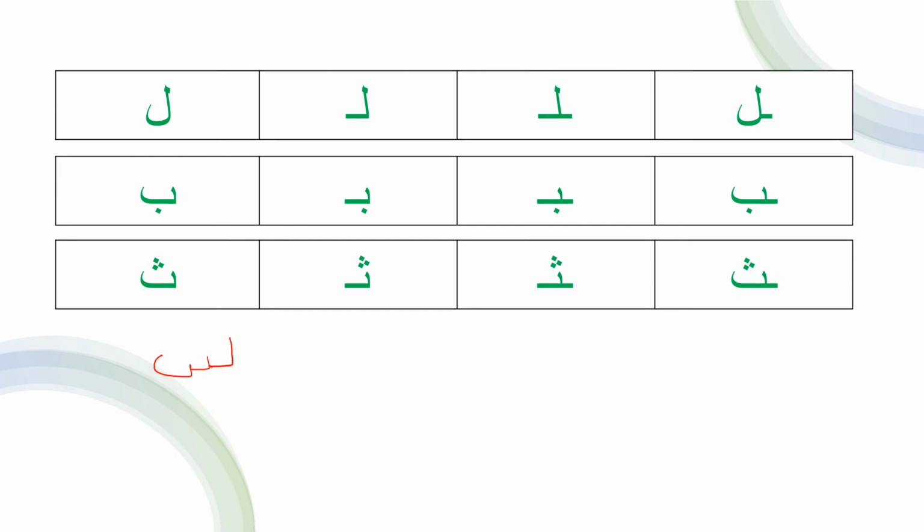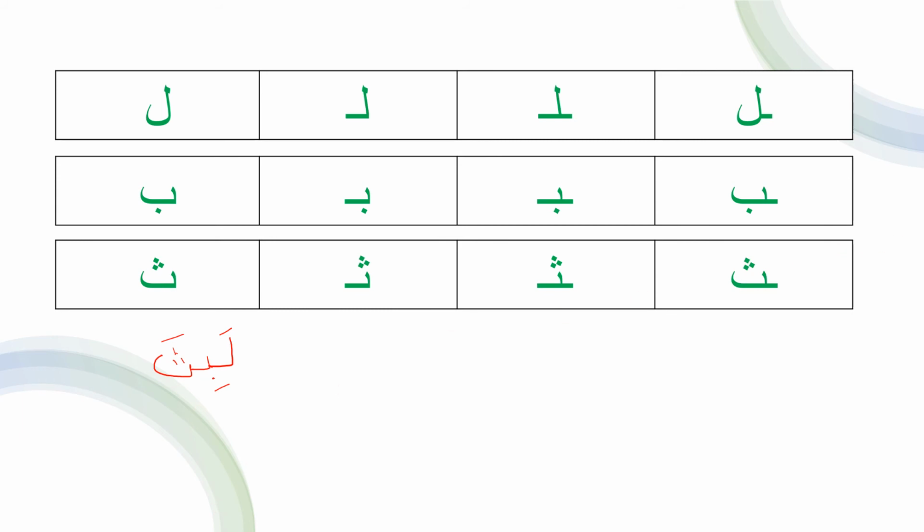So we have lam, we're using kasra somewhere, so we have to use an actual word, la, ba, and tha. Okay, so this word is pronounced la bi tha. So lam, and where is the kasra? Right here on the ba. So we have the kasra right here, la bi tha.